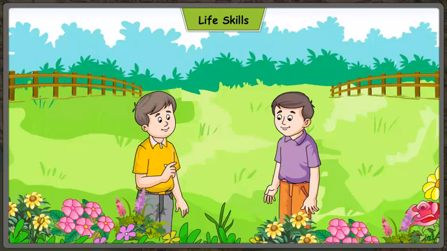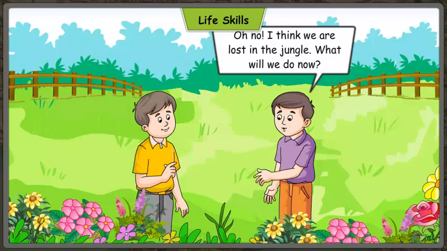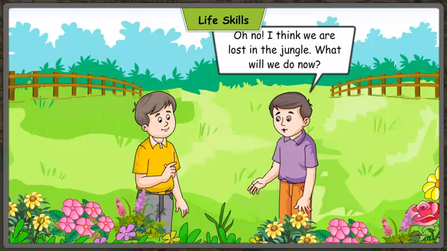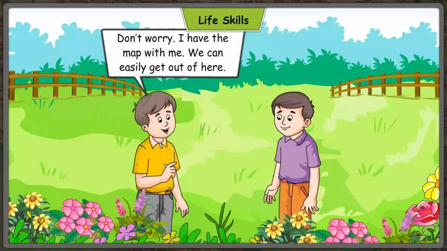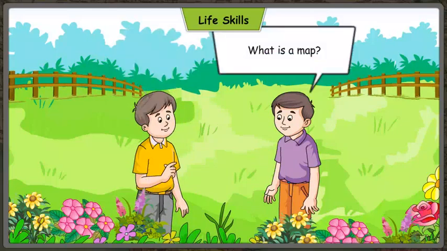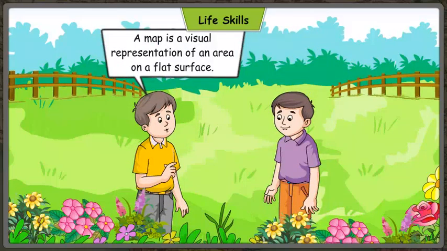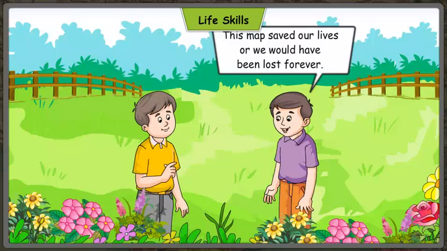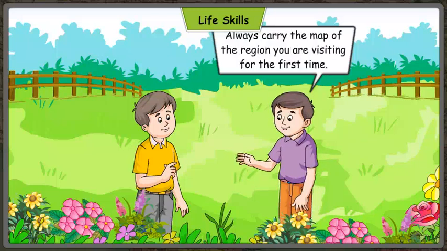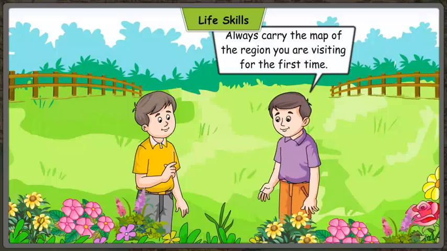Life skills. Oh no, I think we are lost in the jungle. What will we do now? Don't worry, I have the map with me. We can easily get out of here. What is a map? A map is a visual representation of an area on a flat surface. It will show us the way out of here. This map saved our lives, or we would have been lost forever. Always carry the map of the region you are visiting for the first time.